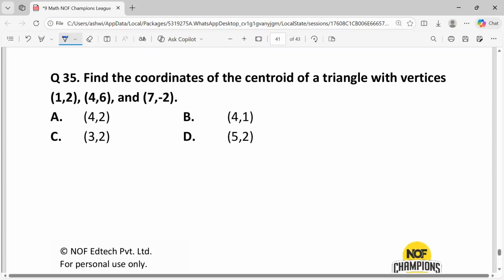Question 35. Find the coordinates of the centroid of a triangle with vertices 1, 2, 4, 6 and 7, minus 2. The coordinates of the centroid G of a triangle with vertices x1, y1, x2, y2 and x3, y3 are given with the formula G is equal to x1 plus x2 plus x3 upon 3, y1 plus y2 plus y3 upon 3.